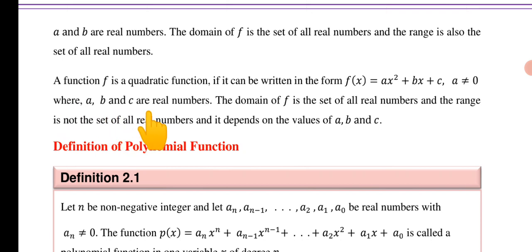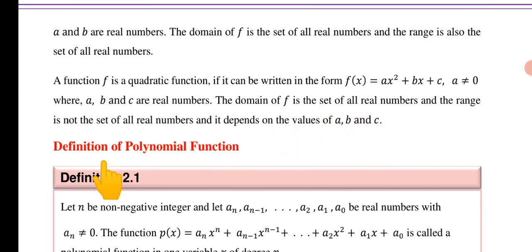Where a, b, c are real numbers, the domain of f is the set of all real numbers. That means the domain of any quadratic function is all real numbers, but the range is different. The range is not the set of all real numbers, and it depends on the values of a, b, and c. That means the range of a quadratic function depends upon the coefficients.